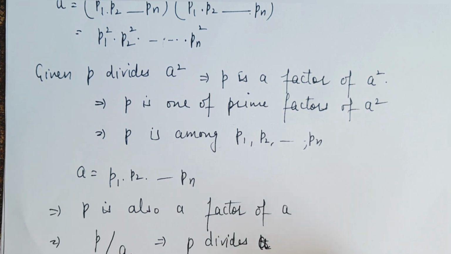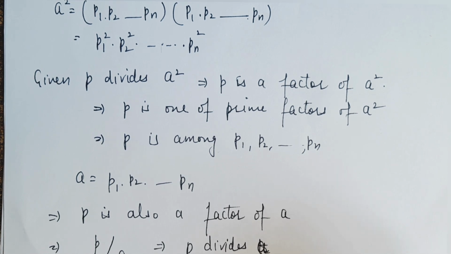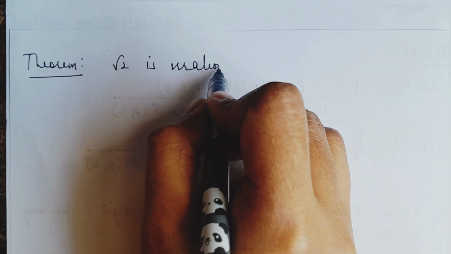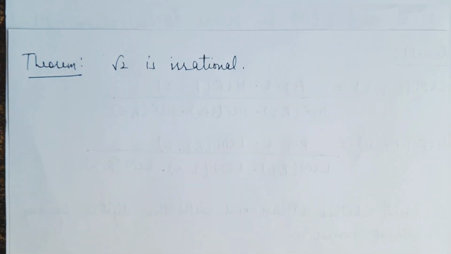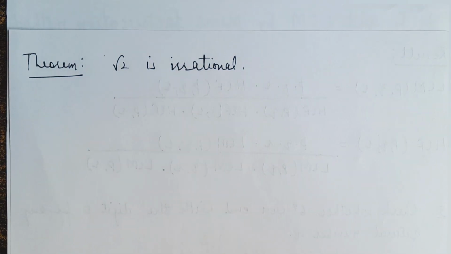Now we will use this result to prove the irrationality. So let's prove the irrationality of square root of 2 first, because it is the easiest, most common example. So now we will first prove this very important result: root 2 is irrational. There are different methods in mathematics to prove theorems. One of the methods is the proof by contradiction method.